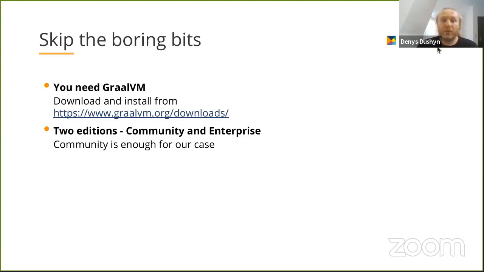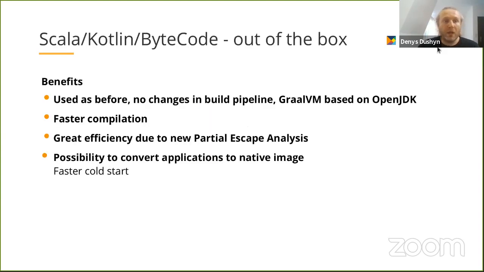So let's go to the practical part. First of all, you need the Graal virtual machine. You can download it from the official site. As I said at the beginning of the presentation, there are two different editions. Community is enough. It contains all necessary interpreters. And out of the box, it's possible to run any program written in Scala, Kotlin, or any language that is translated into bytecode. It is available out of the box. So there are no changes in build pipelines because GraalVM is based on OpenJDK.